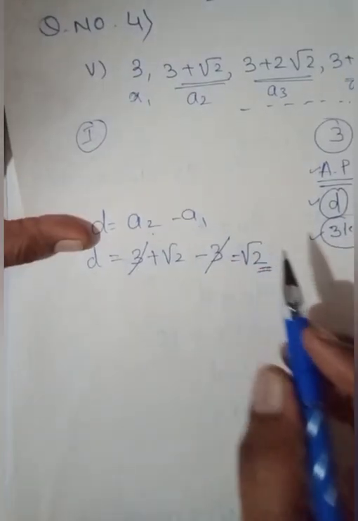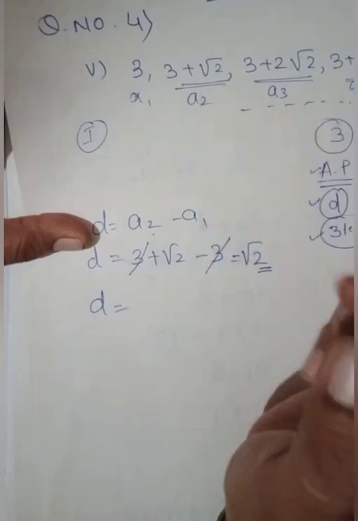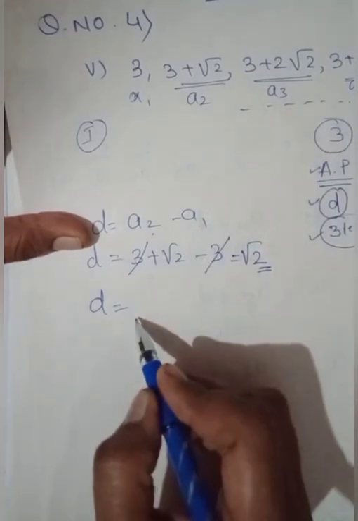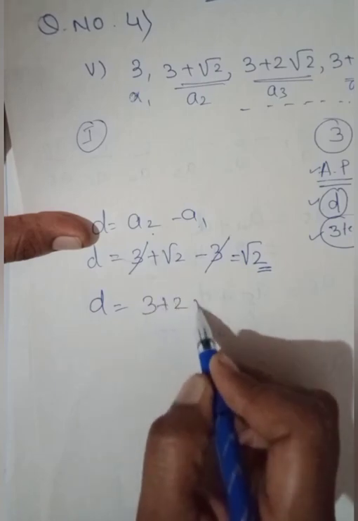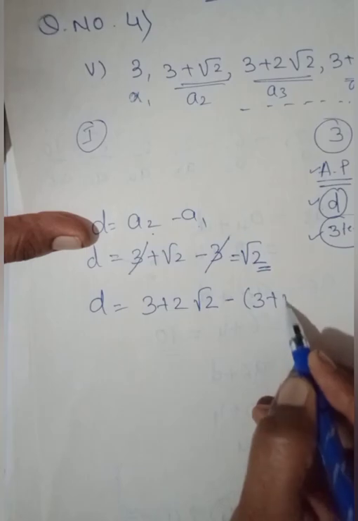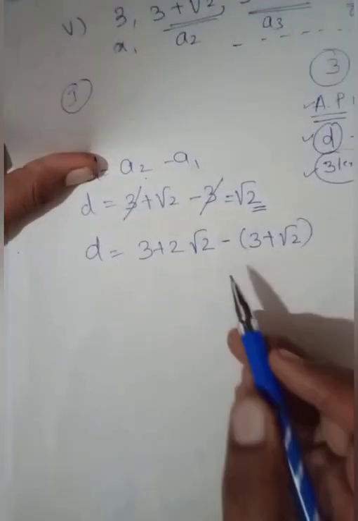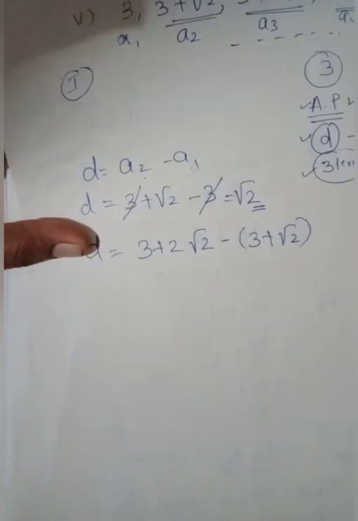Now we will check the difference between the third and the second term. What is our third term? It is 3 plus 2 root 2. Now put the bracket: you have here 3 plus root 2. This way, very simple. If you solve systematically, then there will not be any confusion.